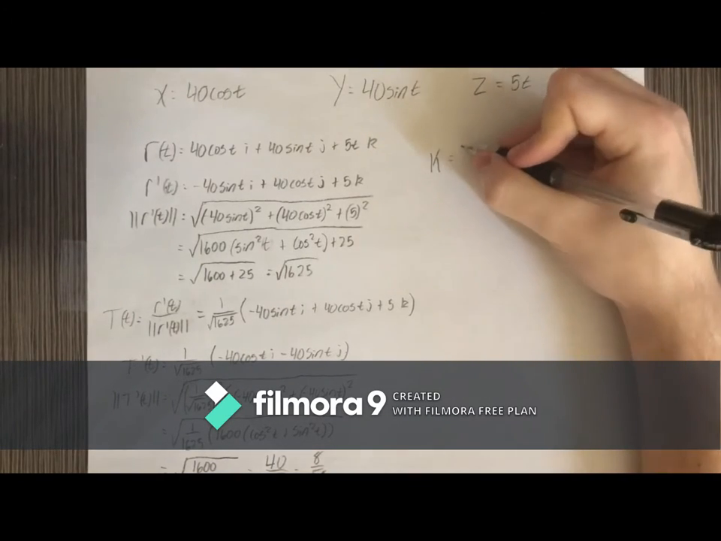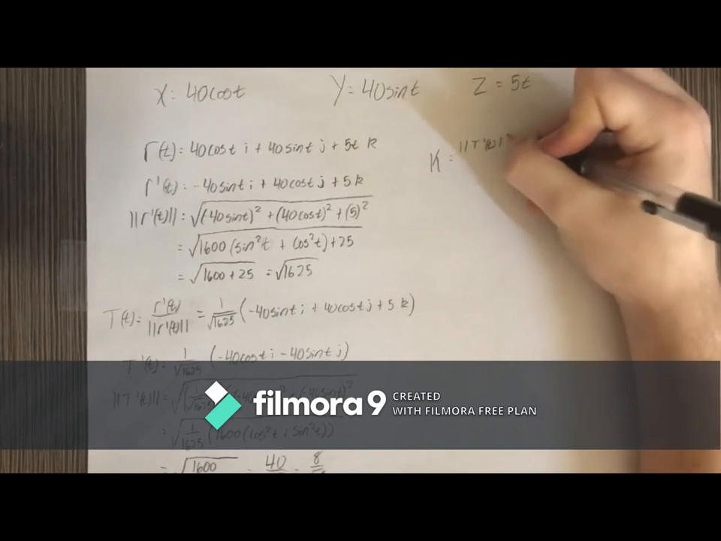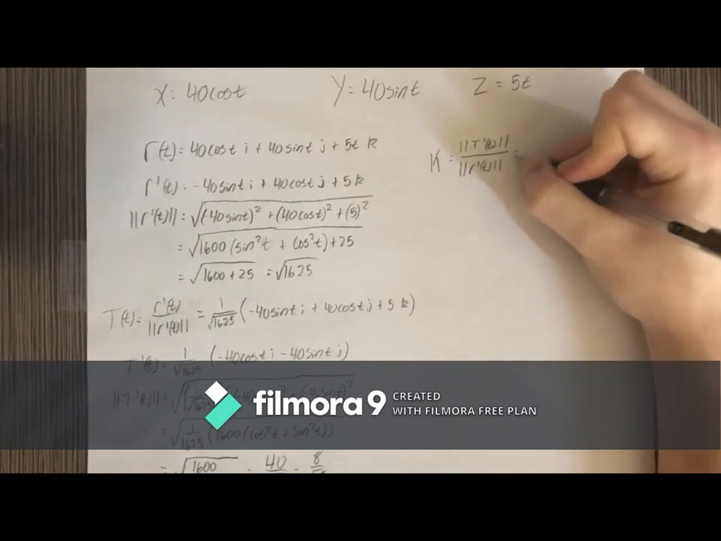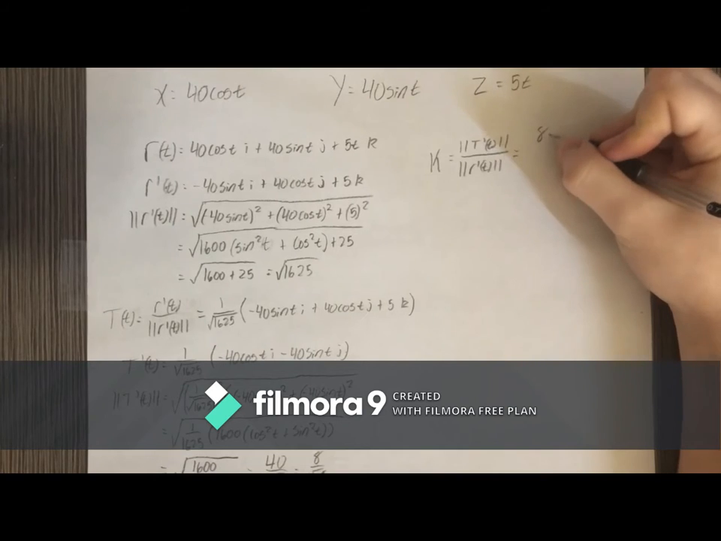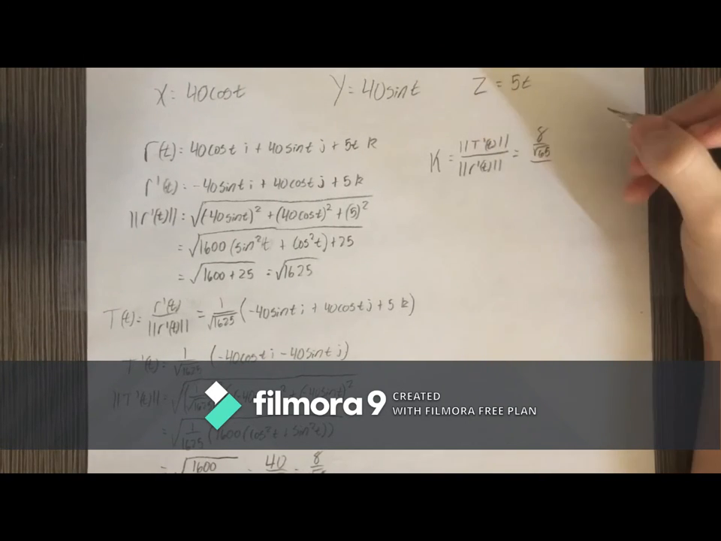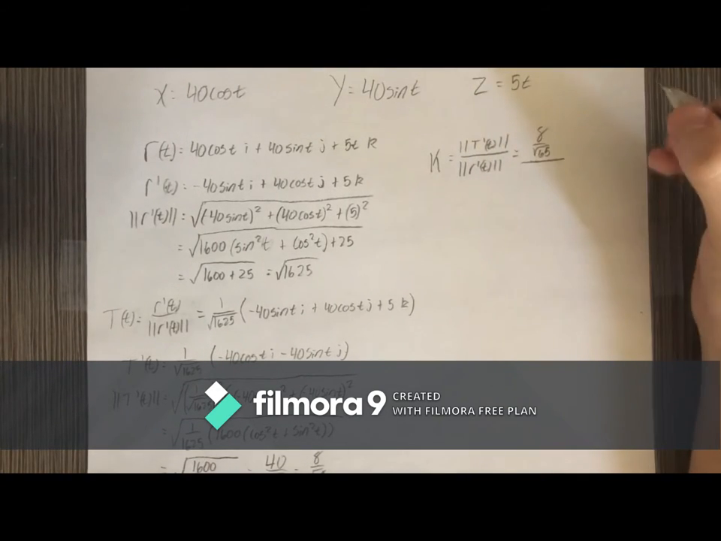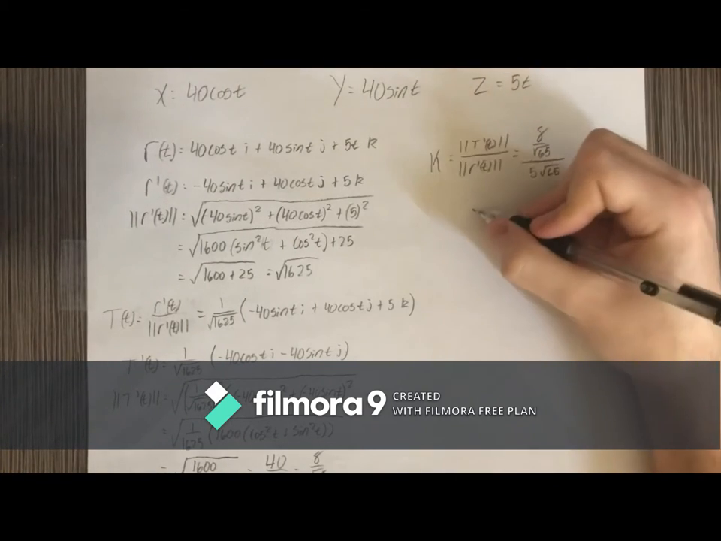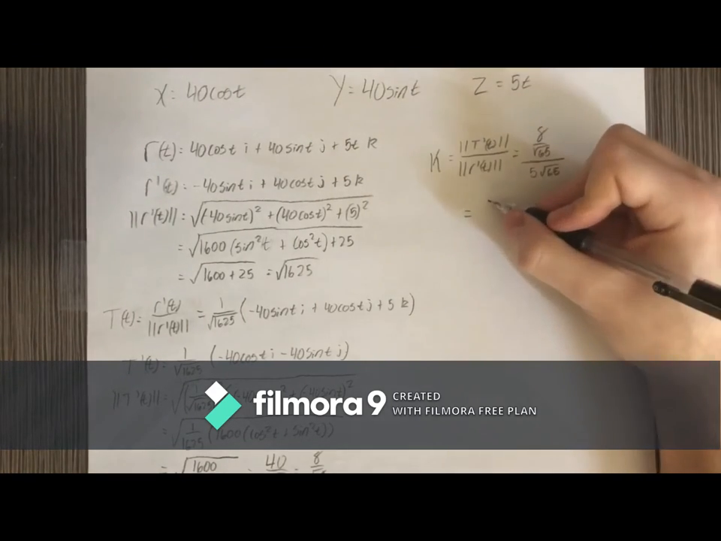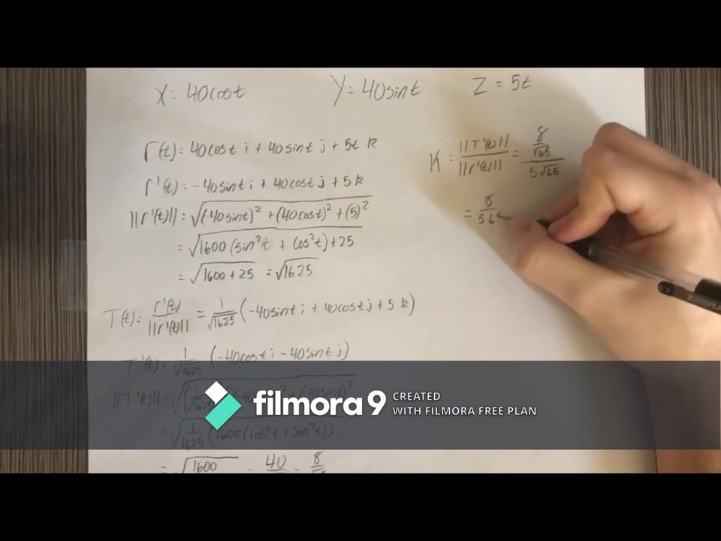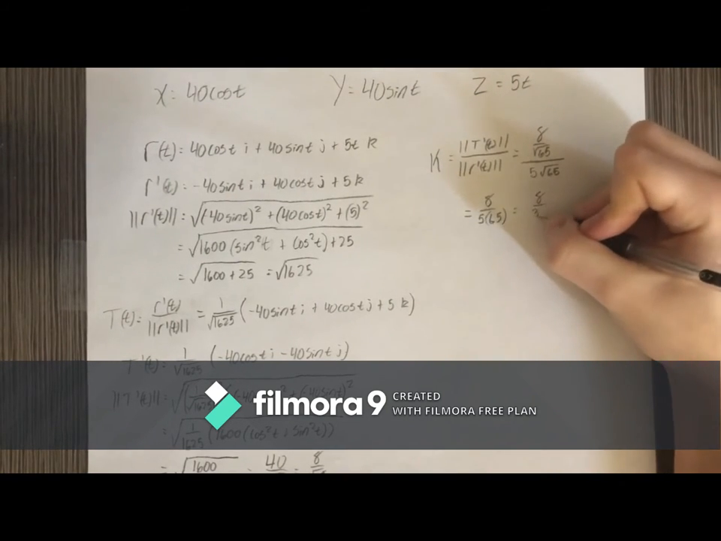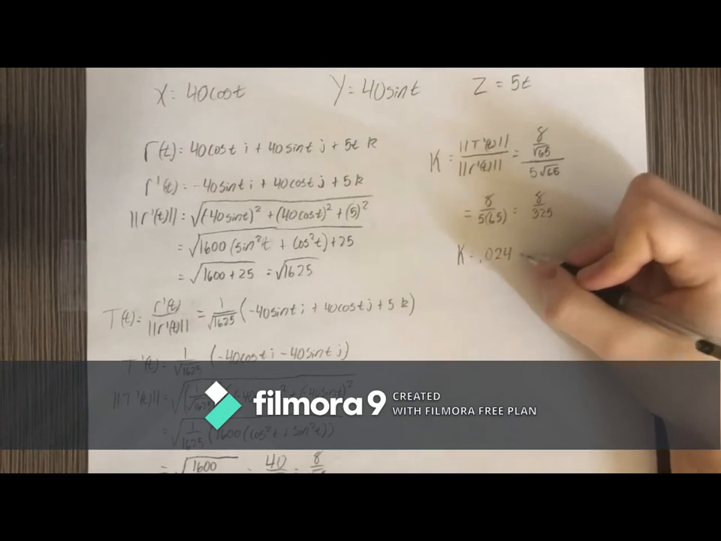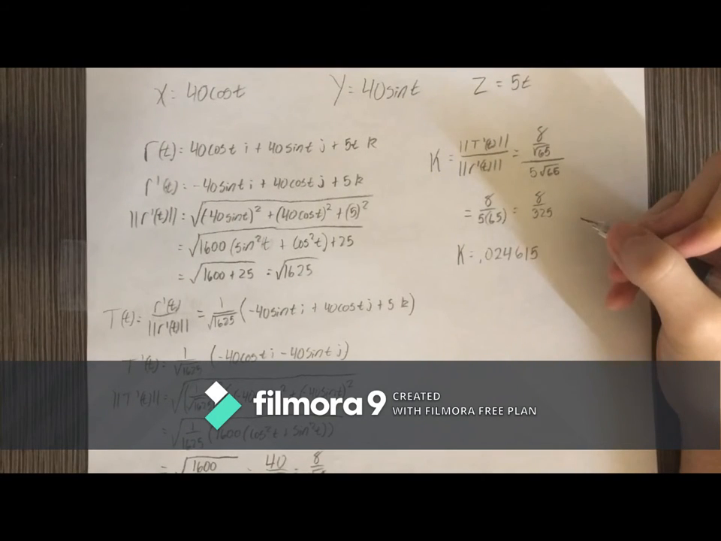In order to find the curvature, we must take the magnitude of T prime of t divided by the magnitude of r prime of t. This is equal to 8 over the square root of 65 divided by 5 times the square root of 65, which is the same as 8 over 5 times 65, or 8 over 325, resulting in a curvature equal to 0.024615.